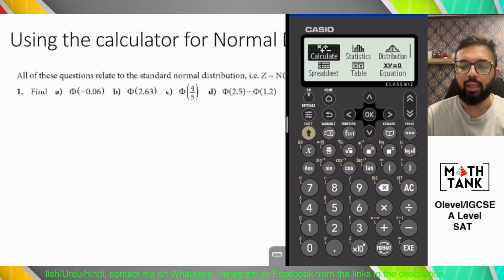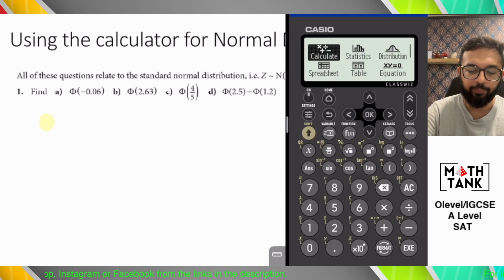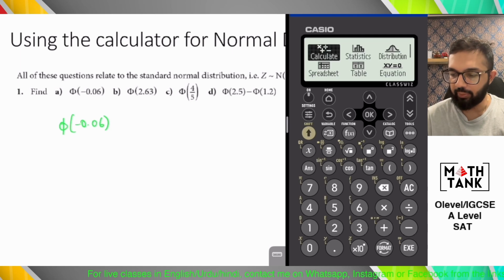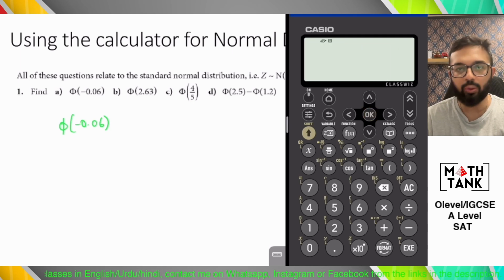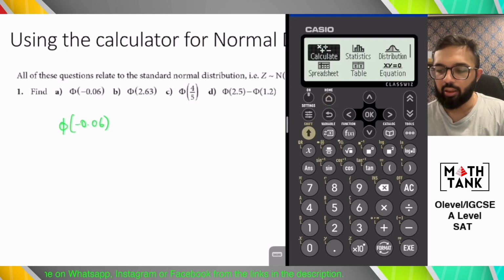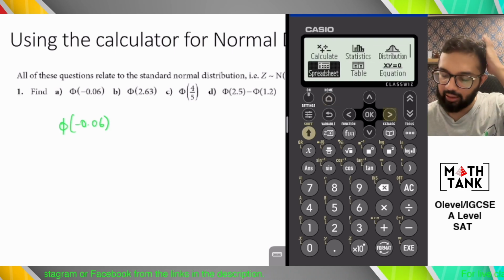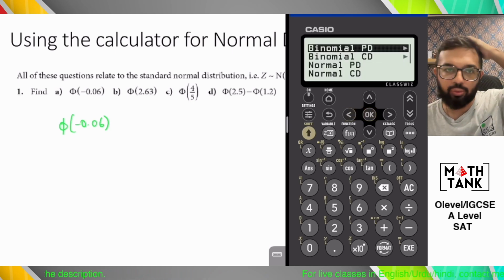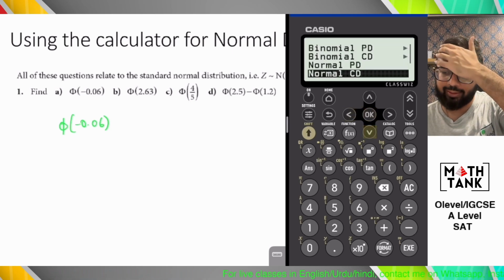Okay, so as those of you who are studying normal distribution recognize the symbol phi. So let's say you want to read out the value of phi of minus 0.06. What do you do on your calculator? Now, some of you, the calculator may be in this default mode called calculate. What you do is you press this home button. That opens up this entire thing, and then you have distribution over here. You go into distribution, you go into normal CD.